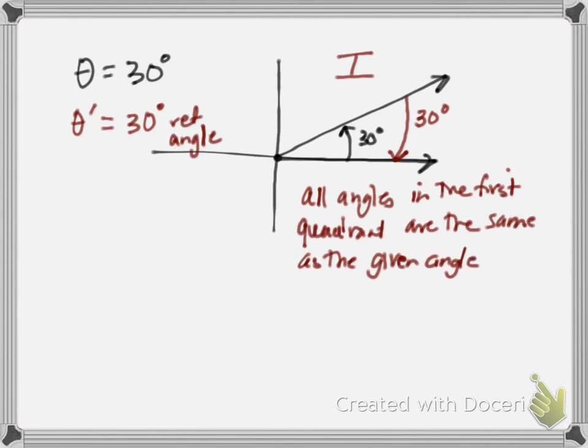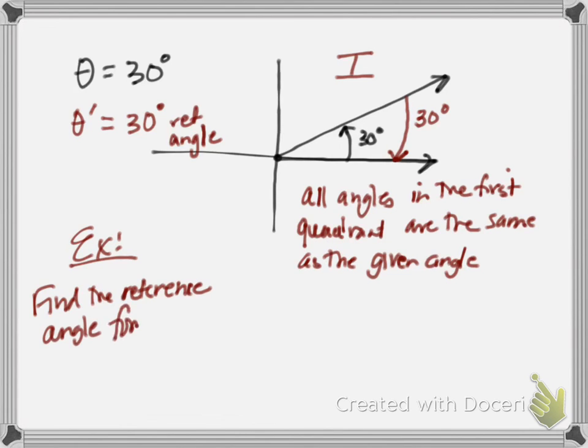So if I asked, for example, if I said find the reference angle for 65 degrees, then you're going to tell me 65 degrees lies in the first quadrant, then the reference angle is just 65 degrees, okay? So that's what that would be.